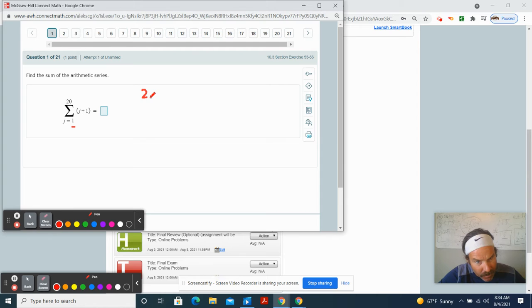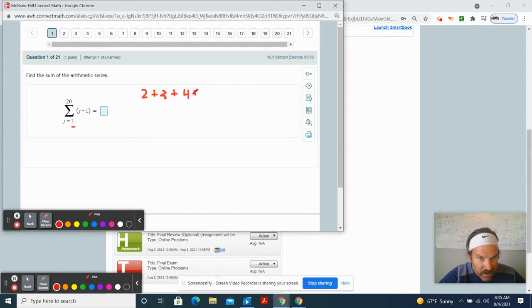Now, instead of separating it with a comma, we're going to add what the next term is. The next term is, well, we go up from 1. We go from 1 to 20. So the next number is 2. And we plug 2 in. 2 plus 1 is 3. And then we plug in the next number. We plugged in 1 and we got 2. We plugged in 2 and we got 3. And now we plug in 3. 3 plus 1, so we get 4.